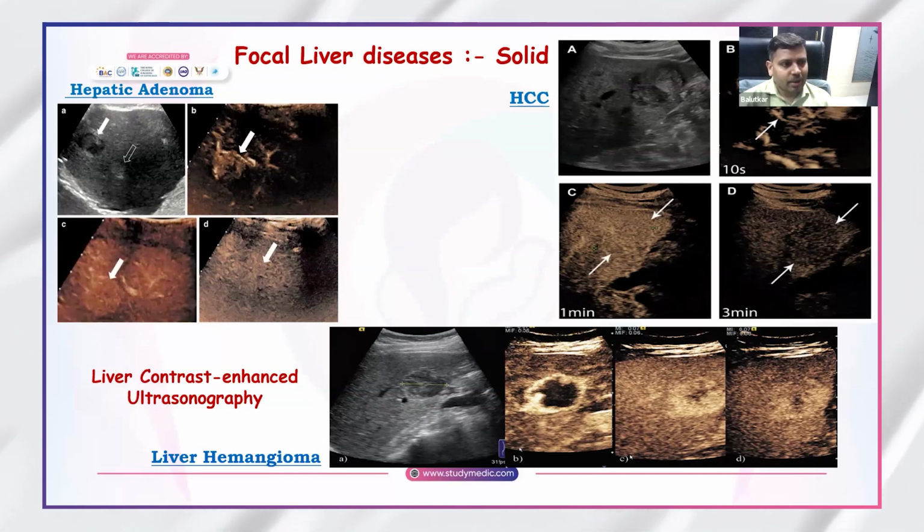Another important benign lesion which is seen is the hepatic adenoma. On contrast enhanced ultrasound examination, we can see the lesion is heterogeneously hypoechoic on B mode, which makes it difficult to differentiate between a malignant and benign lesion. Once we administer contrast, we can see the lesion is showing persistent enhancement. There is no washout of the contrast during the delayed phases as well. So this is in favor of it being a benign lesion. That is how contrast enhanced ultrasound examination can also help us to differentiate between malignant and benign lesions.